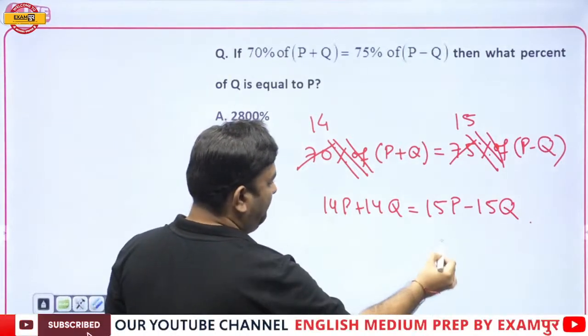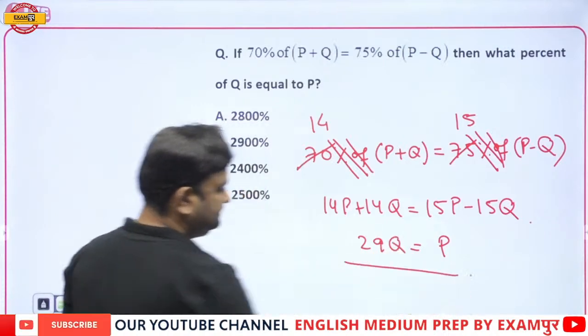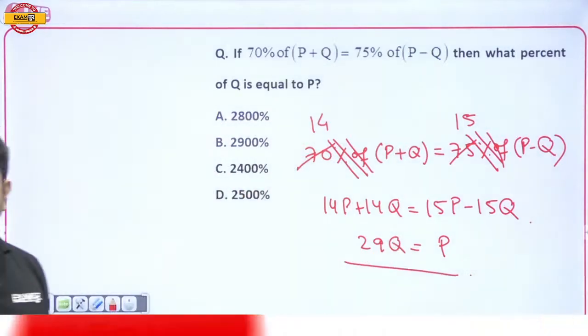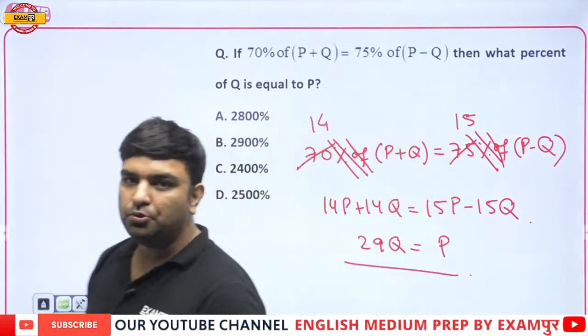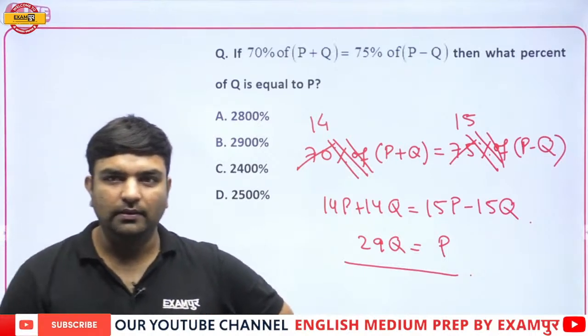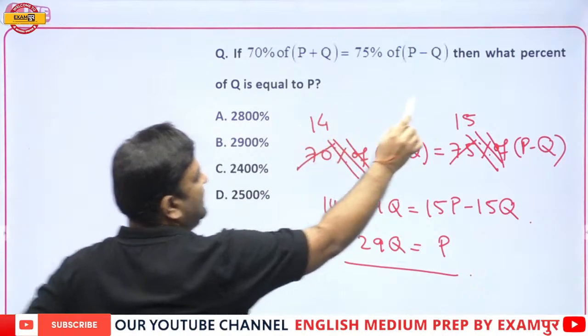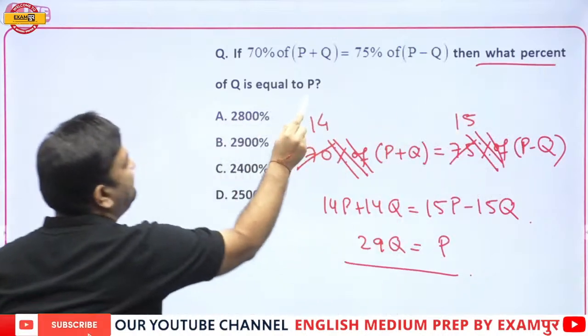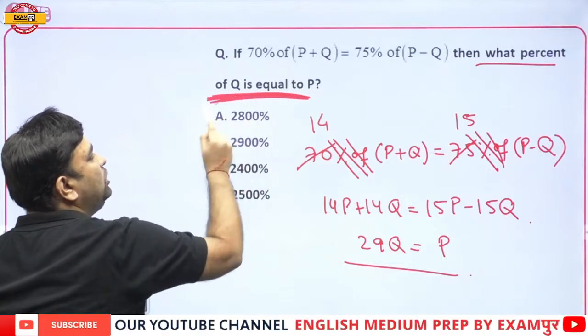So P is equal to 29Q. What does this mean? Look at the question. What percentage of Q is P? What percentage of Q is equal to P?